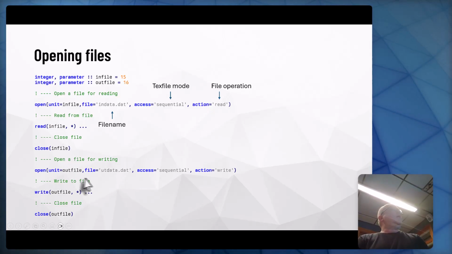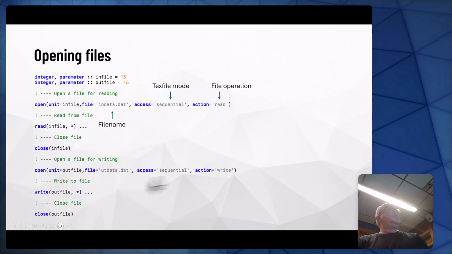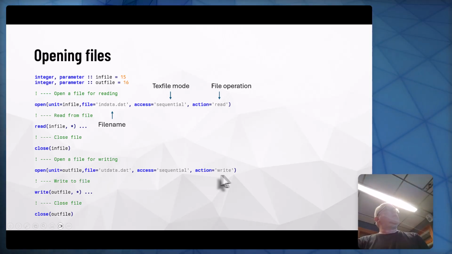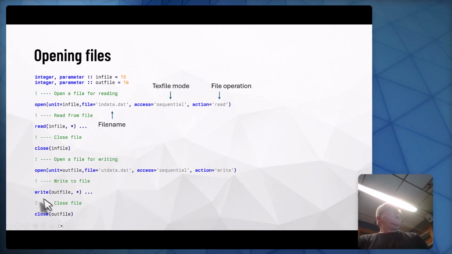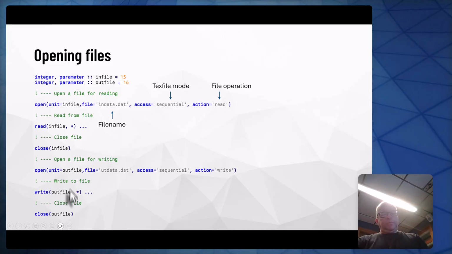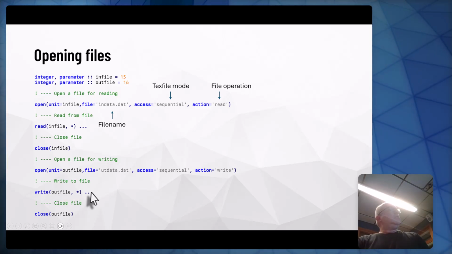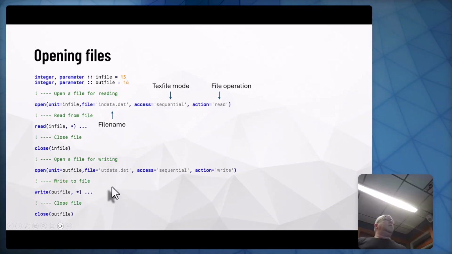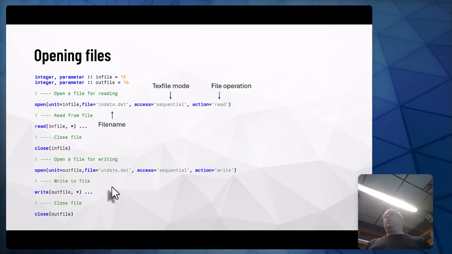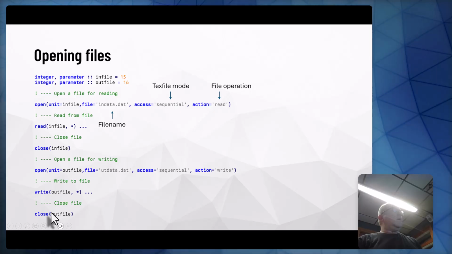Then the same thing here, if you open for writing, you do unit, out file, sequential, but the difference is that you put action equals write here. And then you use the write statement with a unit out file here, and then the star here, because we don't specify the format. Then it will write those to disk with the highest precision possible, but they will still be text-based. And then finally you close the file again.